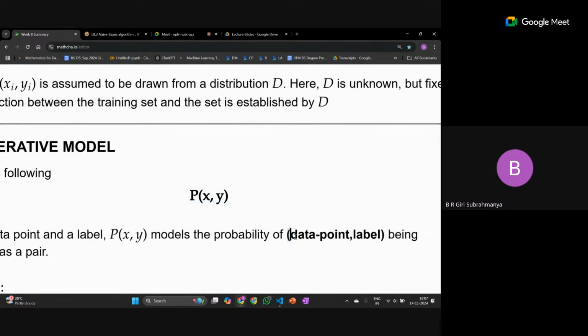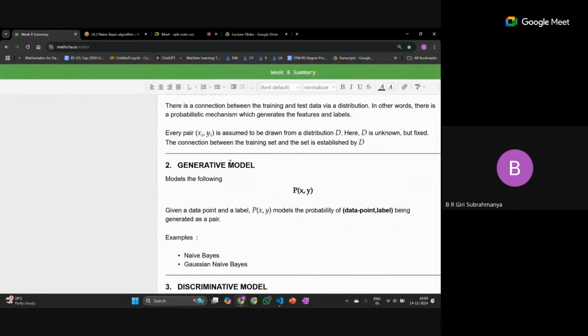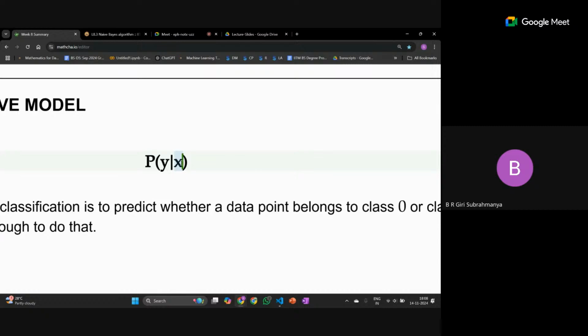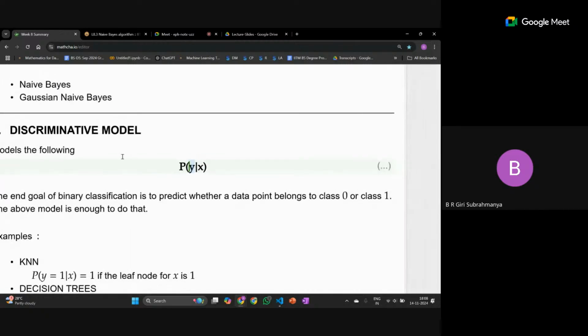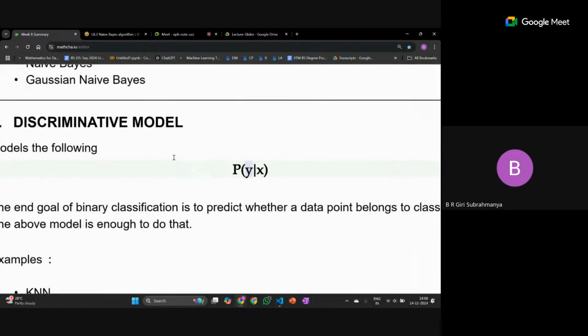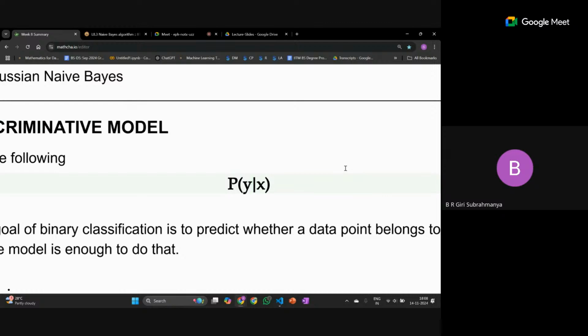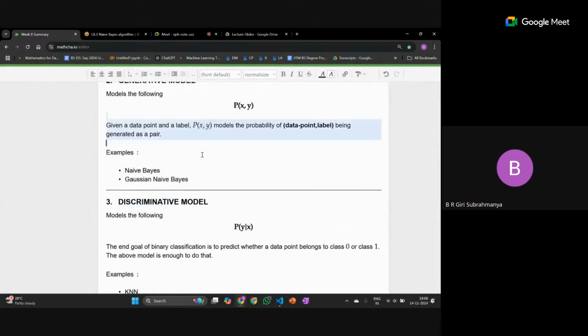You want this as a pair: not just as an individual data point, but as a pair, what is the probability? That is your generative model. The discriminative model is: given that you have seen some data point, what is the probability of that label being 0 or 1? You are discriminating whether the data point belongs to label 0 or label 1, and a model for that probability is given by the discriminative model. So these are two ways to model.